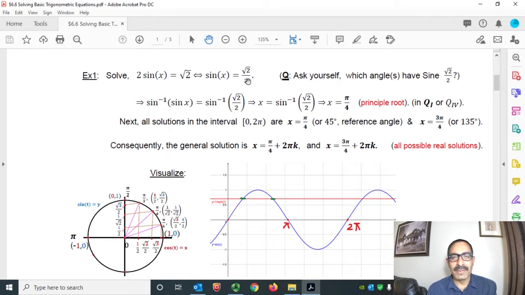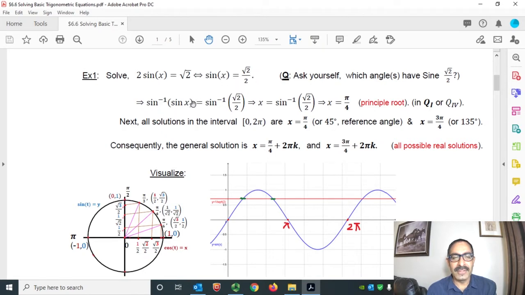That means we have two choices. One choice is 45 degrees. Another choice is 135 degrees. But the inverse sine function has a range between negative pi over 2 and positive pi over 2. So we need to pick an angle in the first quadrant, not the second quadrant. So our answer is pi fourth in the first quadrant.